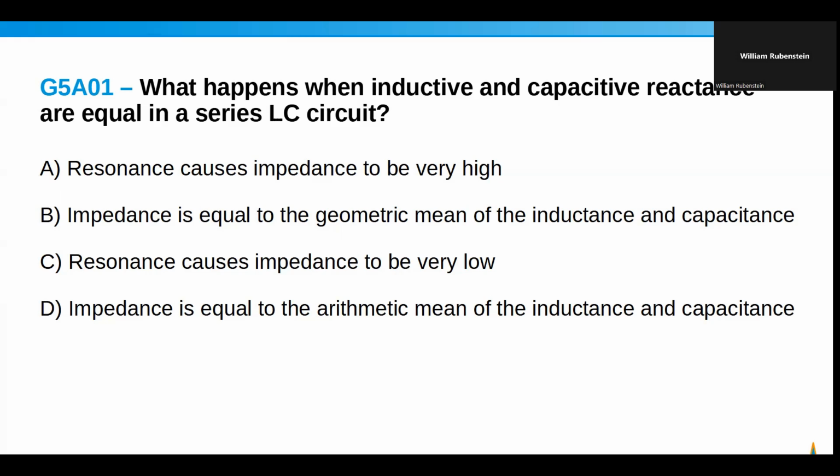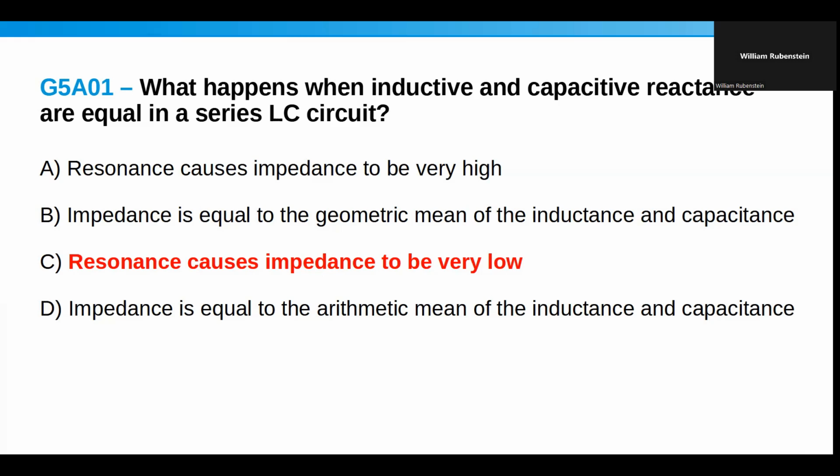This one needed more explanation. It's going to be C. Well, I had a 50-50 shot at being right. Because when you cancel out the reactances, all you have left is your resistance.